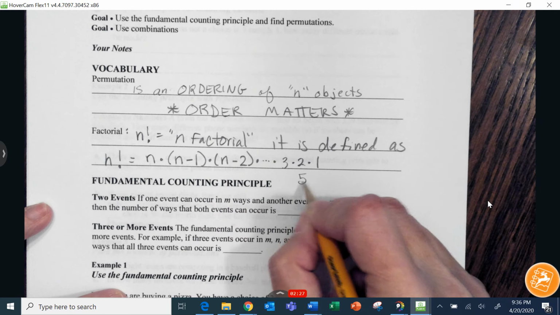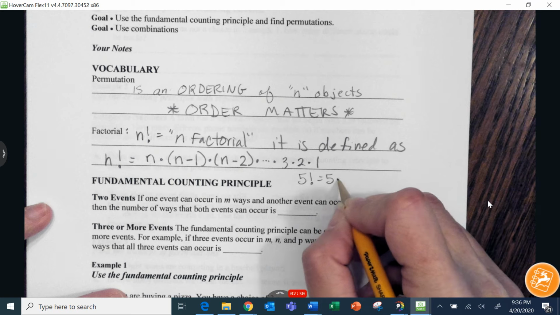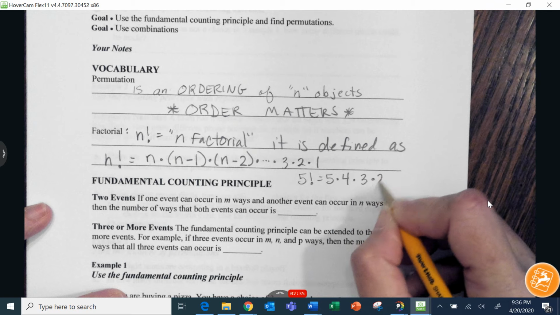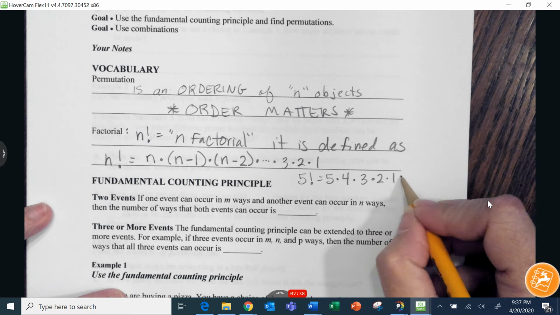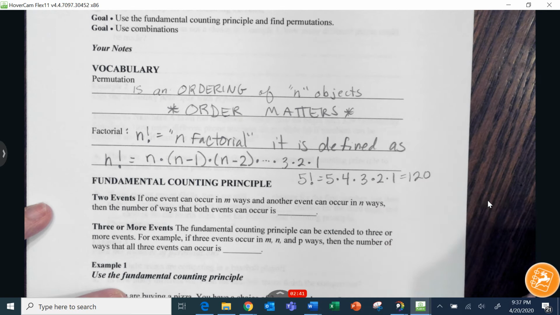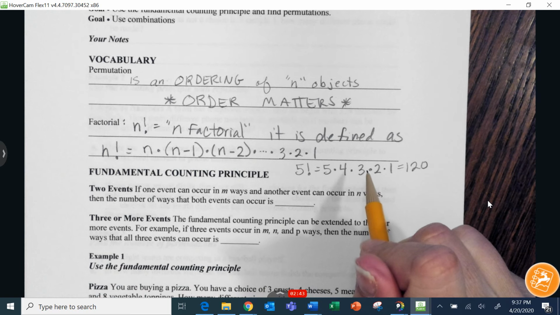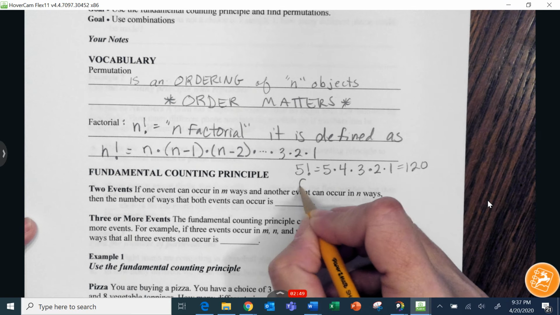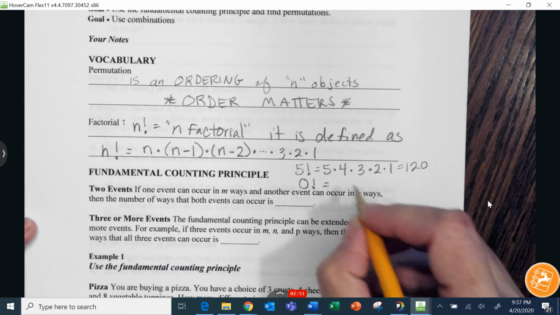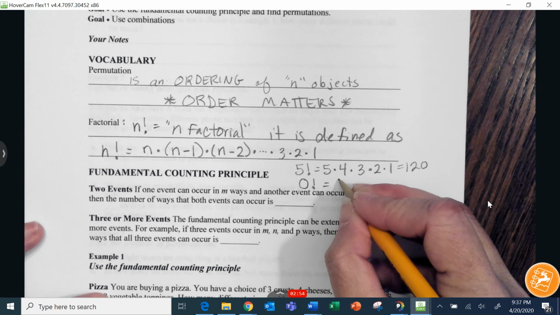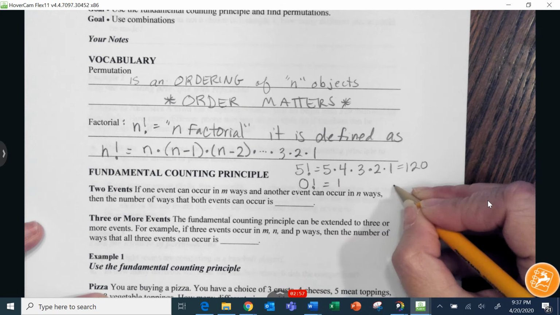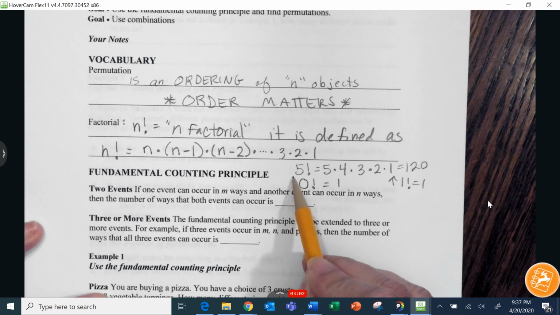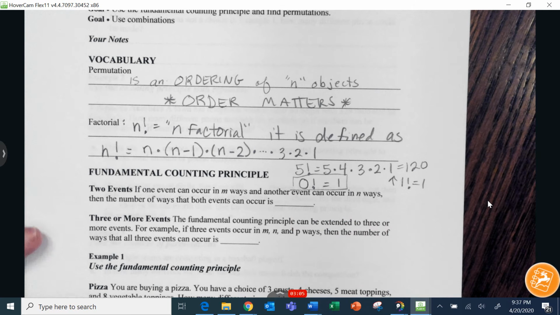Example, if we had 5 factorial, we would take 5 times, you take away 1, so 4 times, you take away 2, 3 times 2 times 1. So 5 factorial, you multiply all that together, and I believe it's 120. One thing that's going to be important later in our notes, and I'm not going to take the time to explain it right now, is that if you ever have 0 factorial, it's not going to make any sense to you, but the answer to 0 factorial is 1. 1 factorial is also 1. Okay, so that might not make a whole lot of sense. We just need to know that for some of our notes today.